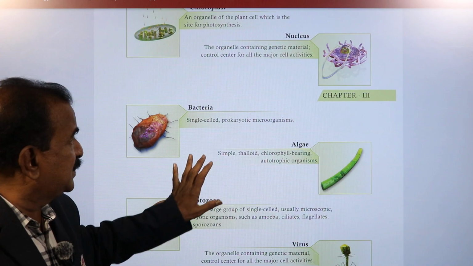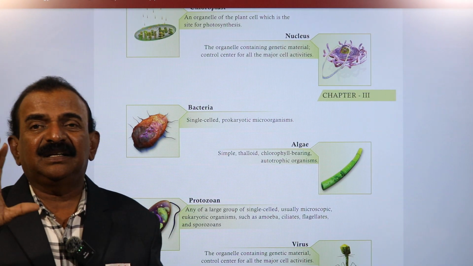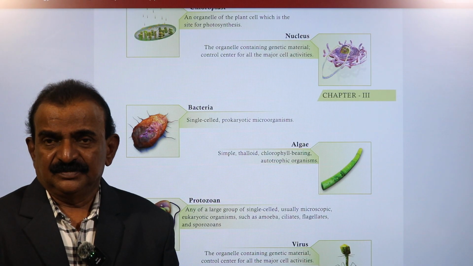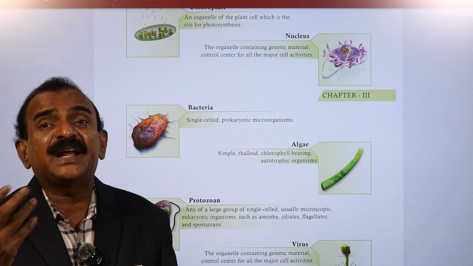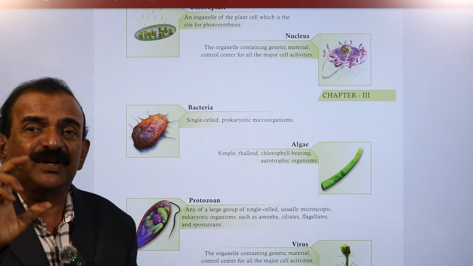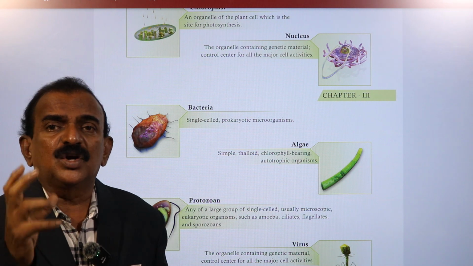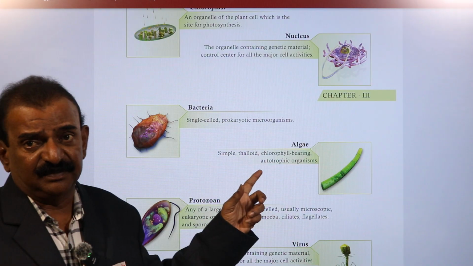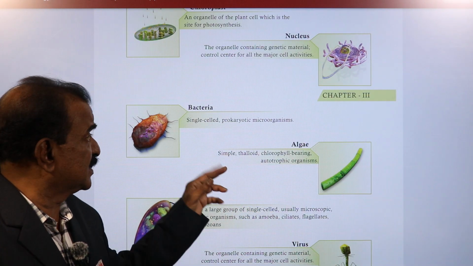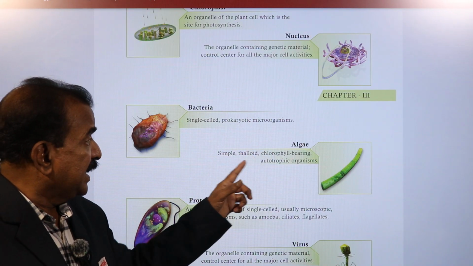And now you are observing chapter 3, the presence of bacteria. So bacteria are single-celled, consisting of only one cell, and it is a prokaryote. Here it has genetic material, and this genetic material is not surrounded by a nuclear membrane. So that is the reason it is called a prokaryote bacterial cell, a single-cell prokaryote microorganism.